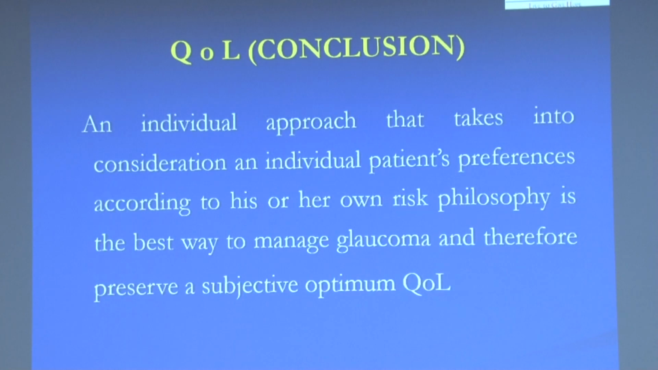So you should consider that. That's why an individual approach that takes into consideration an individual patient's preferences according to his or her own risk philosophy is the best way to manage glaucoma, and therefore preserve a subjective optimum quality of life. Because I said there are different types of personality: some patients will say, doctor, what will happen if I don't use medicine? For 5 years nothing will happen; that will be your correct answer. Suppose if I use medicine, what will happen? For 15 years you will maintain your same vision, you will be functional, absolutely perfect.